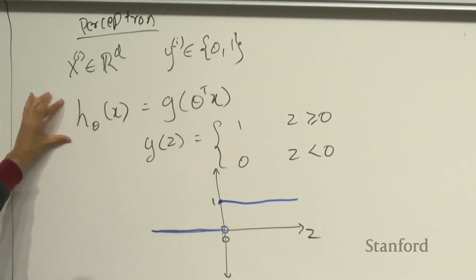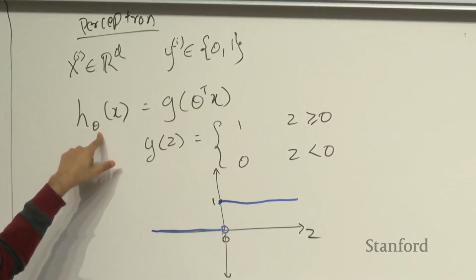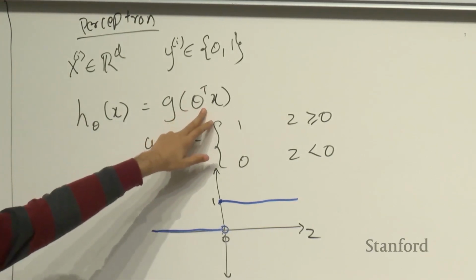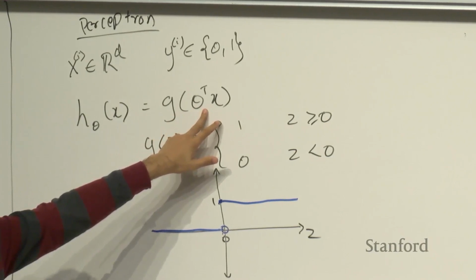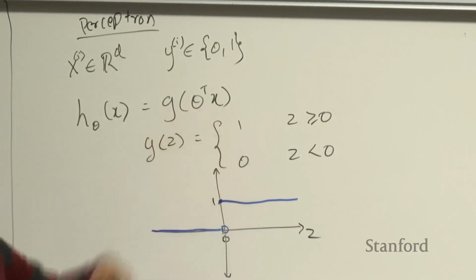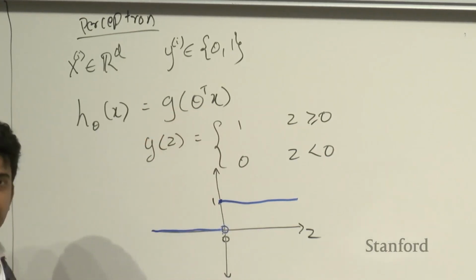The hypothesis for the Perceptron algorithm has some parameter theta, right? And given an input vector x, we compute theta transpose x, just like in the case of linear regression. Theta transpose x can take any real value between minus infinity and plus infinity. You just take two vectors and take the dot product. It can be any value whatsoever.